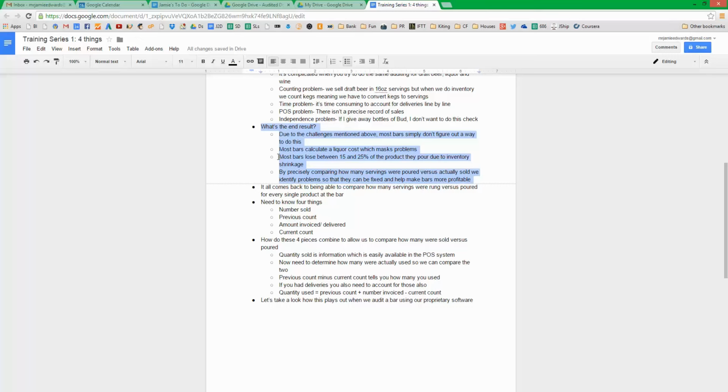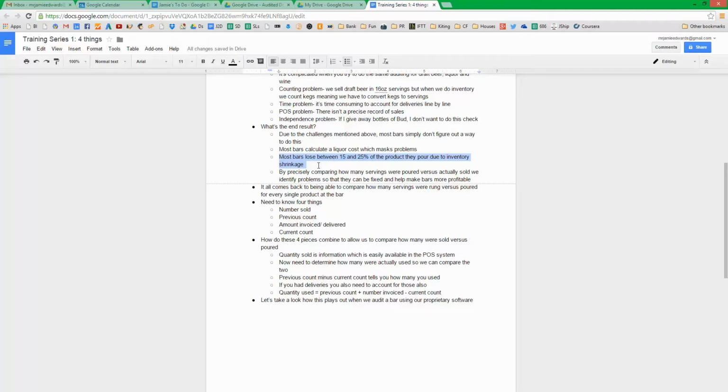So they use their liquor cost, it masks problems, and the end result is that most bars lose between 15 and 25% of the product they're pouring due to inventory shrinkage. What does that mean using the rung and poured example? Well, it means that typically the number sold is lower than the number actually used by about 15 or 20%. So using our Budweiser example, we sold 75, but we poured 80. So that actually would be better than most bars are doing.